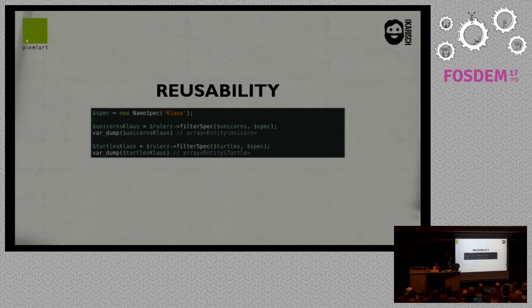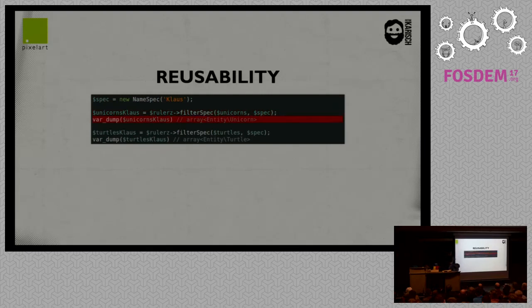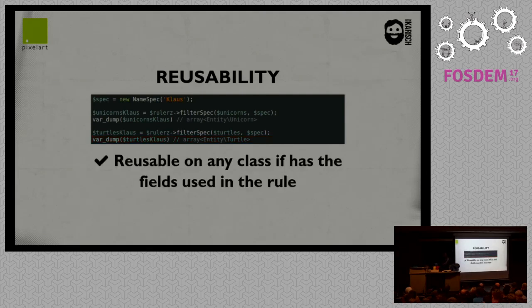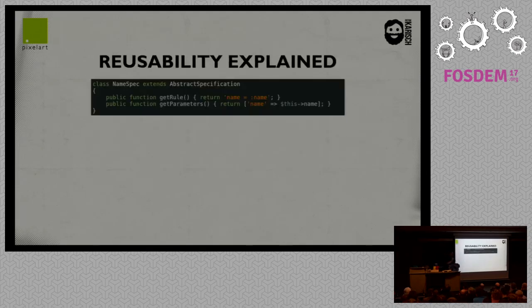Okay, the same goes for reusability on different types. We have a name specification Klaus. Klaus could be a unicorn, so we get an array of unicorns named Klaus. Or Klaus could be a turtle, so we are filtering an array of turtles to get all turtles which are called Klaus. The same specification is used on different instance-typed arrays. So it's reusable on any class with the same properties which are asked in the business rule. Of course, in this case you have to design your domain, your models clearly. You can't have name and title as two different properties and expect to reuse your specifications.